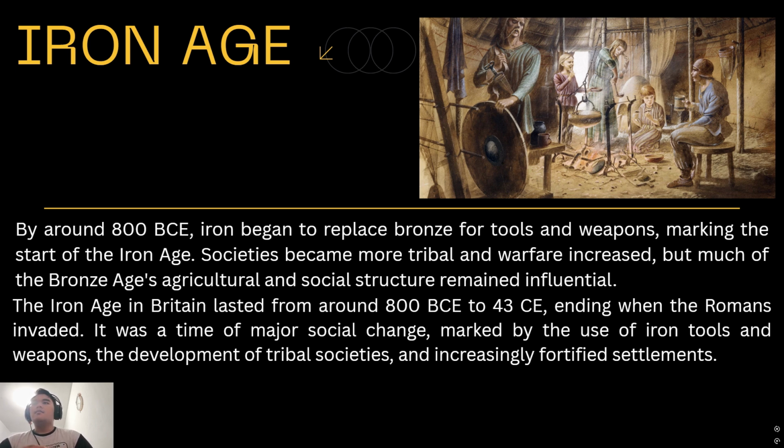The Iron Age in Britain lasted from around 800 before Common Era to 43 Common Era, ending when Romans invaded. It was a time of major social change, marked by the use of iron tools and weapons, the development of tribal societies, and increasingly fortified settlements.